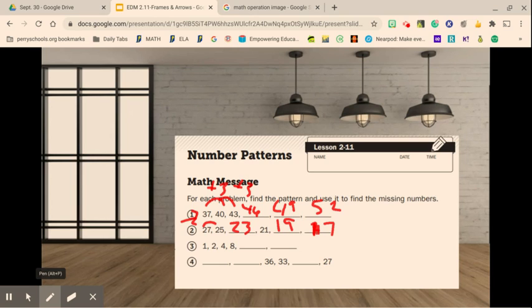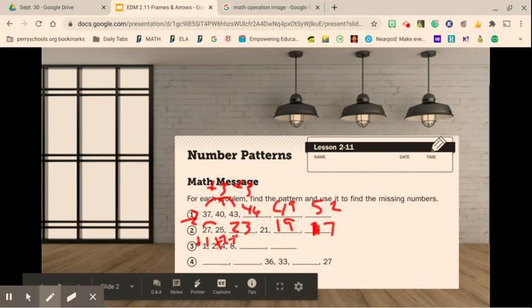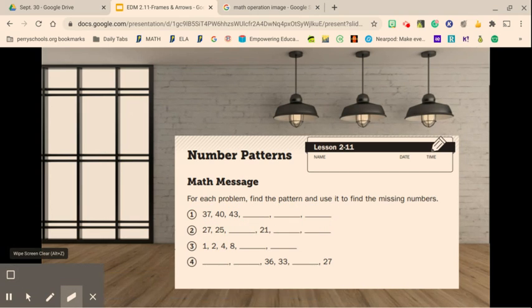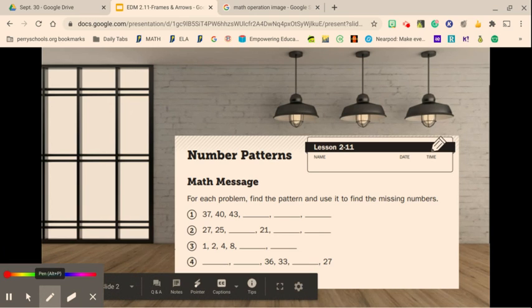Number 3, I'm looking at my numbers 1, 2, 4, 8. I know that my numbers are increasing, so if I add, 1 plus 1 would be 2, but then 2 plus 2 is 4, so it would be adding 2, but then from 4 to 8, that's plus 4. So I'm not really seeing a good pattern with adding. I think what I might need to do is to look at multiplication, because again, I'm still getting larger.